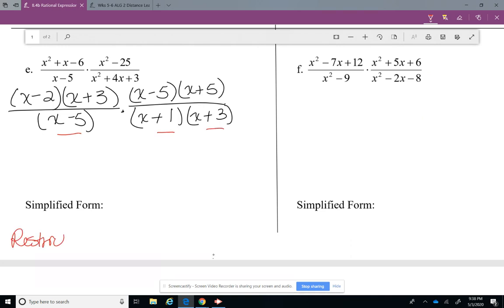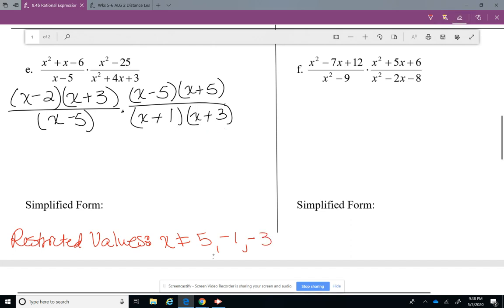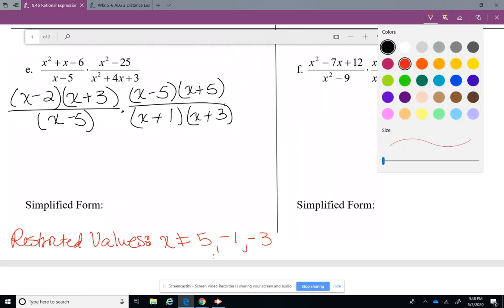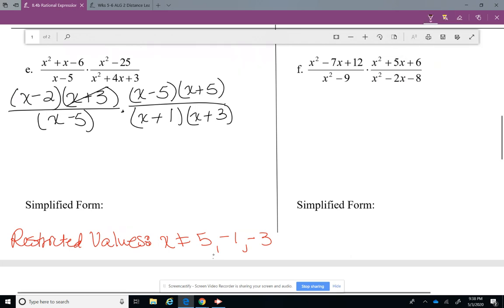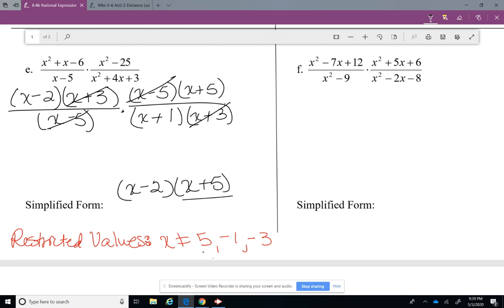All right, for your restricted values, we know that x cannot be 5, negative 1, or negative 3. Now we're going to go and cancel. Let's see what we can cancel. The x plus 3 and the x plus 3, and the x minus 5 and the x minus 5, and we're done. Our simplified form is x minus 2 times x plus 5 all over x plus 1.